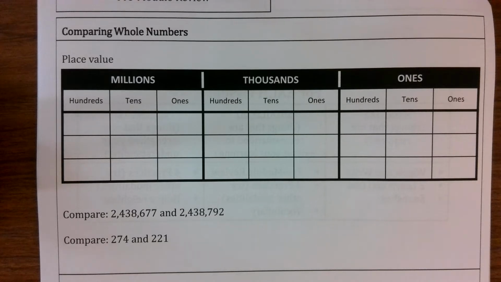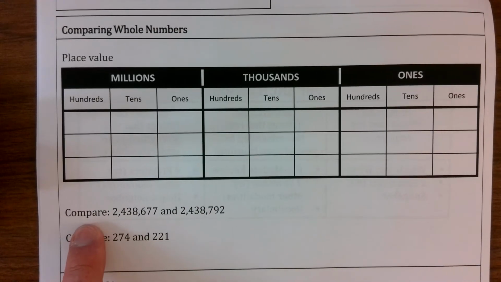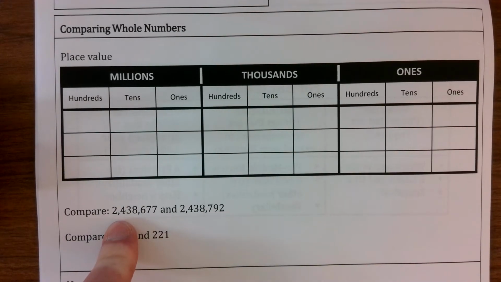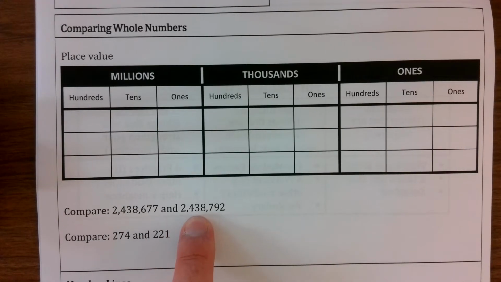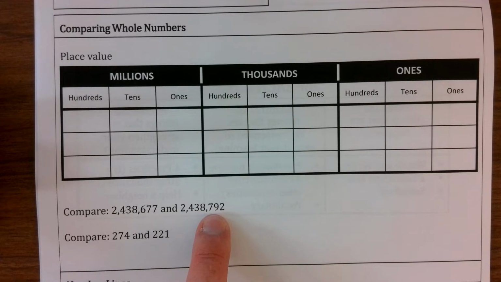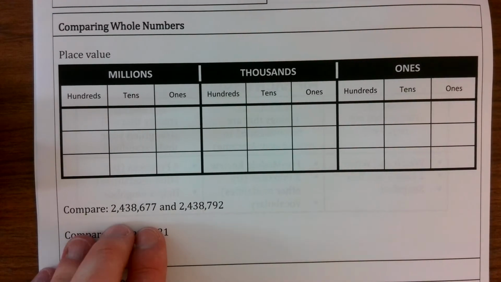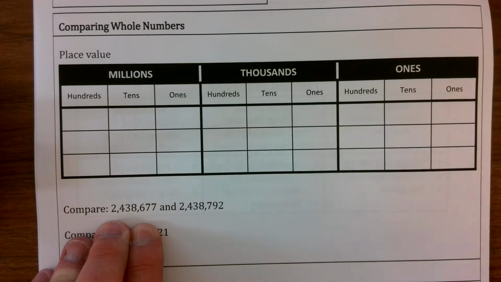We can also use it to help us compare small numbers, but small numbers we don't necessarily need a chart for. So down here you can see we're going to compare 2,438,677 and 2,438,792. So I'm going to take this first number and I'm going to write it in.